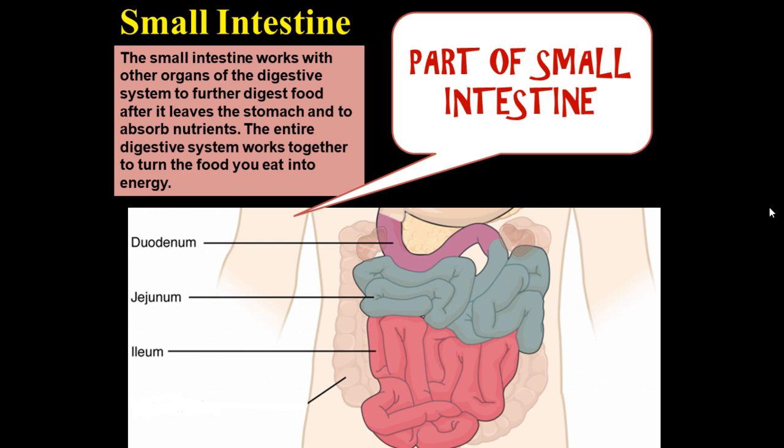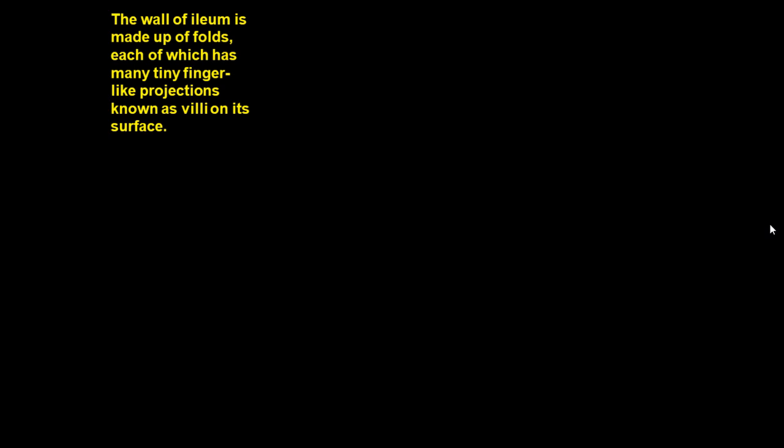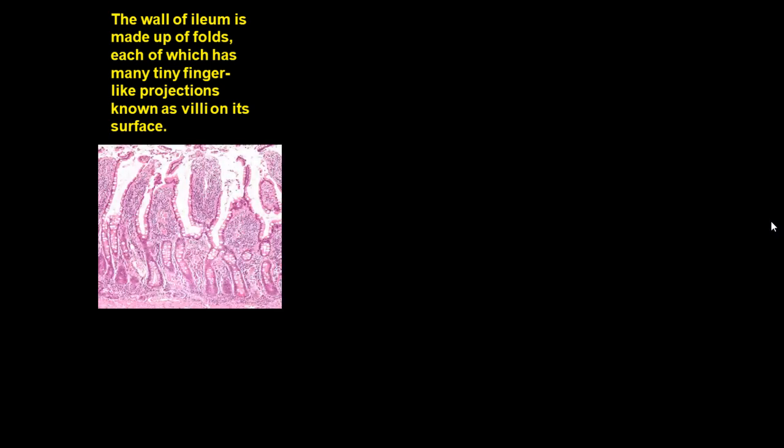Jejunum. The jejunum is the middle section of the small intestine. Ileum. The ileum is the final section of the small intestine. The ileum has an extremely large surface area both for the absorption of enzyme molecules and for the absorption of products of digestion. The wall of the ileum is made up of folds, each of which has many tiny finger-like projections known as villi on its surface.